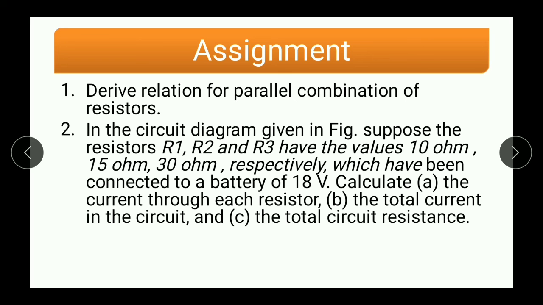In the circuit diagram given in the figure of parallel combination that I had already shown, suppose there are three resistors R1, R2, R3 which have values 10 ohms, 15 ohms and 30 ohms. And they are connected to a battery of 18 volts. You have to calculate current through each resistor. Then you have to find total current and then total circuit resistance. This problem is similar to what we had solved just now. Okay, only numbers are different. So this is a practice of that problem. Okay, only numbers have been changed.